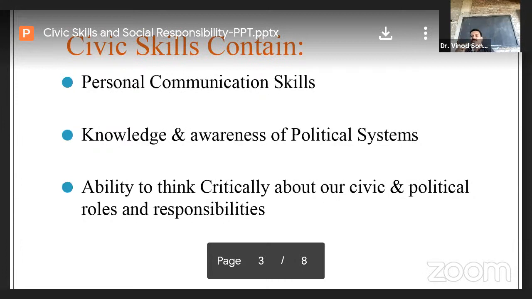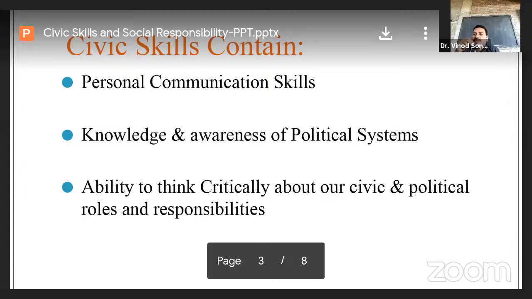Now, you are the students of literature. You are the students of English language. And the students of literature and language know the importance of communication skills. Communication skills are not important only for the students of literature and language, but personal communication skills are also important to become a good citizen. To become a good citizen.